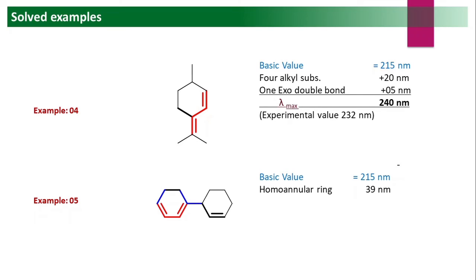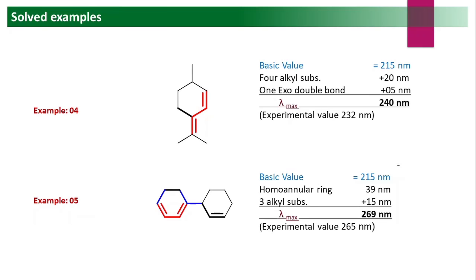Then we have to see how many substituents are there. So here 1, 2 and 3. These blue bonds are the substituents. So there are 3 substituents. So 3 into 5, because for each substituent we have to add 5. So that is 15. Then make the total. So that will be 269 nanometer. So lambda max for this compound is 269 nanometer. The experimental value for this one is 265. So that is close to 269.